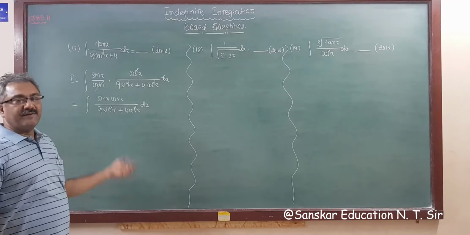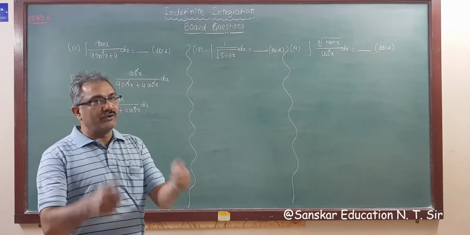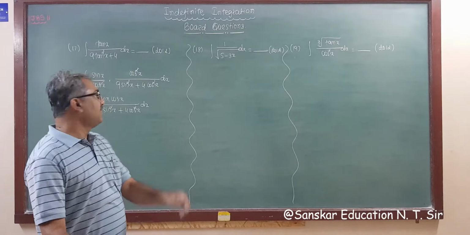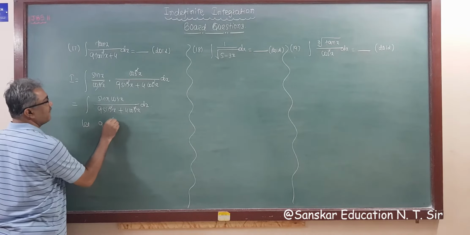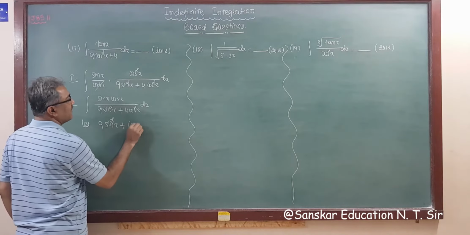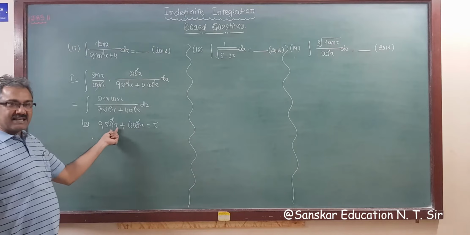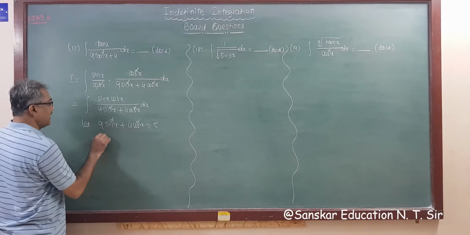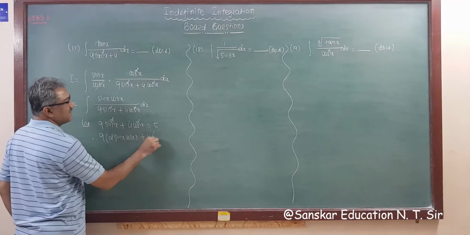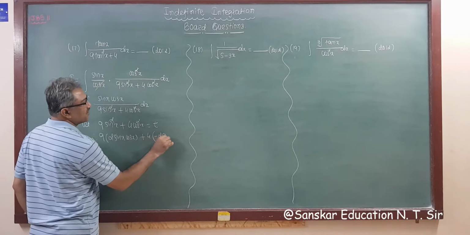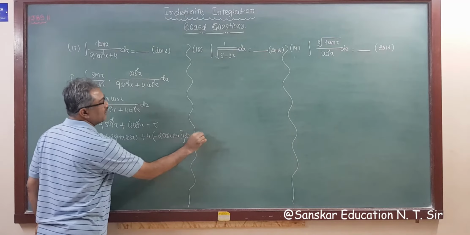Now as you know, if in the denominator there is sin square and cos square and in the numerator there is sin cos, then what you have to do is assume t for the denominator. So let 9 sin square x plus 4 cos square x be t. Now the derivative of this is 9 as it is, and the derivative of sin square is 2 sin x cos x. So 9 into 2 sin x cos x plus 4 as it is, and the derivative of cos square is minus 2 cos x sin x, bracket over dx is equal to dt.